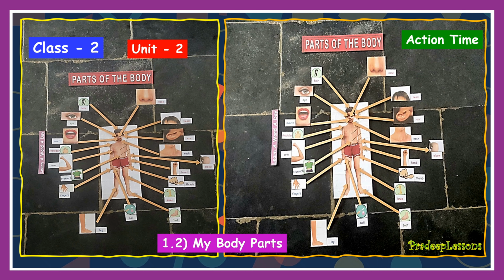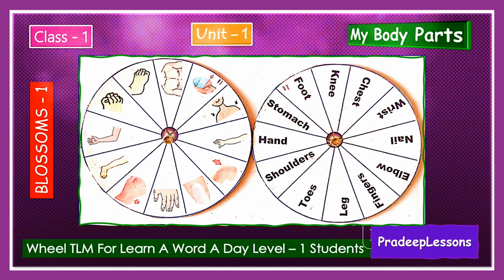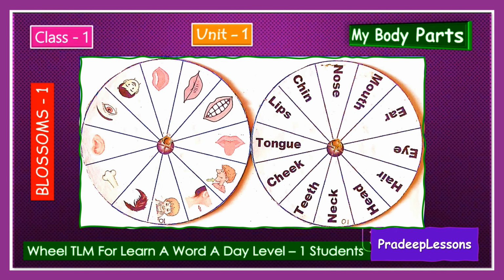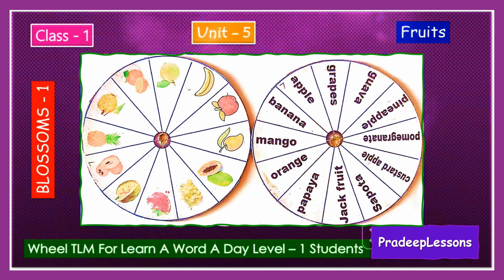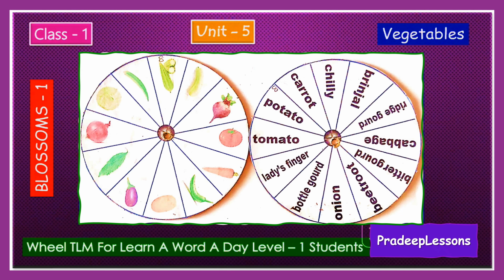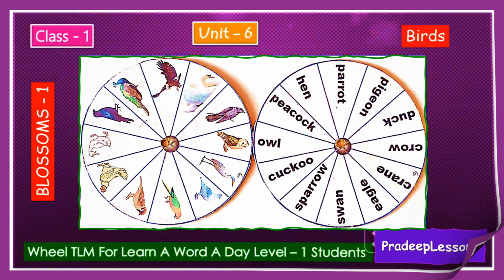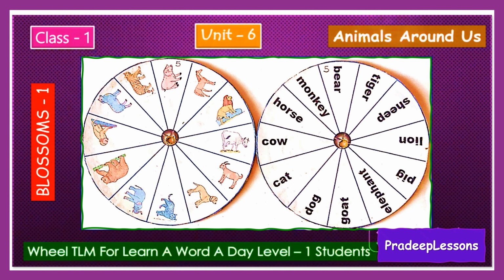Next, my teaching learning material is about parts of the body. Next, I prepared wheel TLM for my body parts. Second model of wheel TLM about my body parts. Similarly, I made wheel TLM for my actions, fruits, vegetables, birds, animals around us.